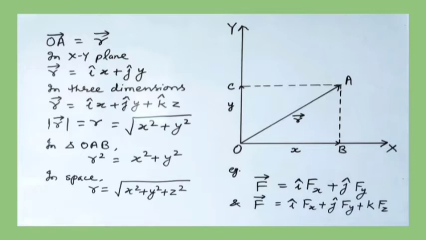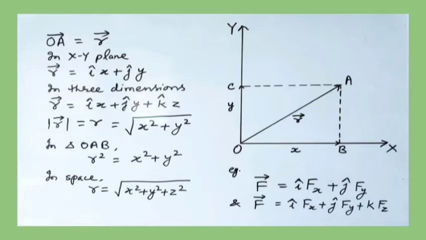In the expression, vector R is equal to ix plus jy, x and y represent the magnitude of the components, and i and j give direction. The magnitude of vector R is given by under root x square plus y square. You can see in right angled triangle OAB, R square is equal to x square plus y square. In 3 dimensions, R is equal to under root x square plus y square plus z square.